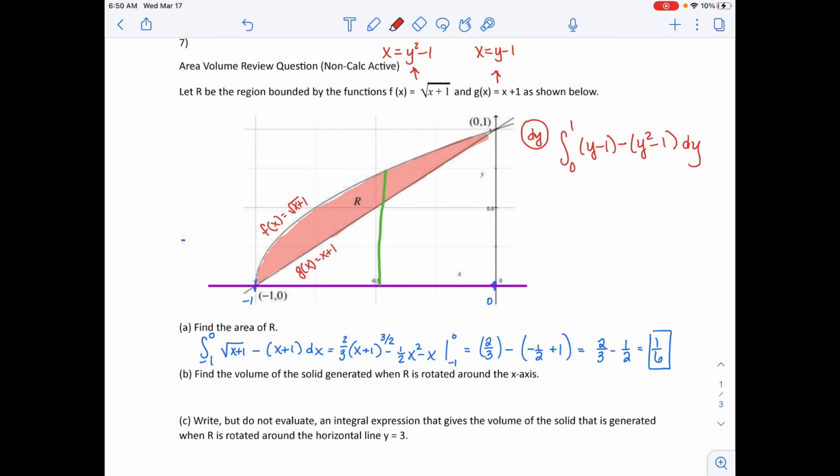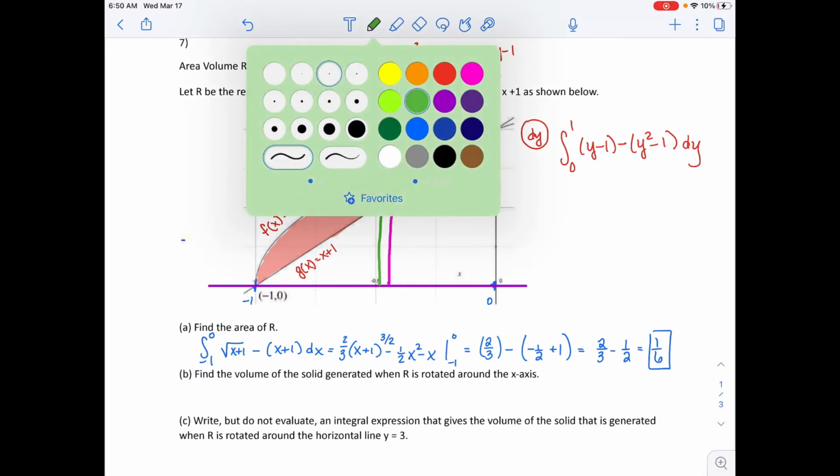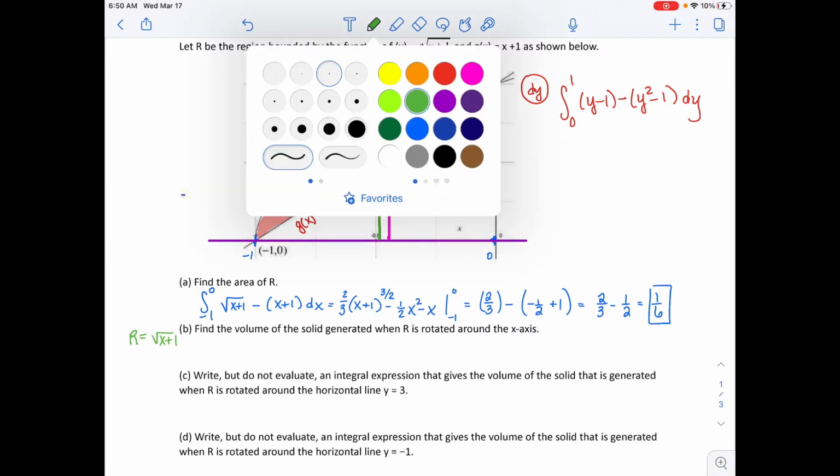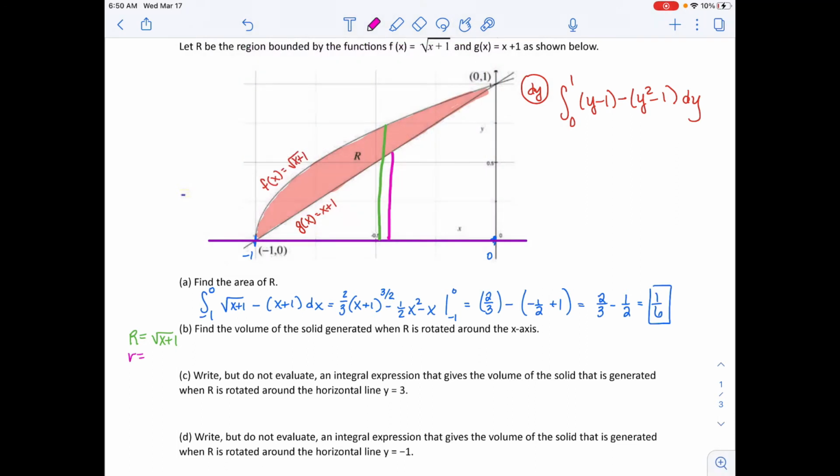So the big radius goes from the outside of the region to the line that you're rotating around. And then the small r, the inside, the kind you're subtracting out, goes from the inside. So big R is going to be between the curve and the x-axis. So that's just going to be the square root of x plus 1. And then little r is from the line to the x-axis. So that's going to be x plus 1.